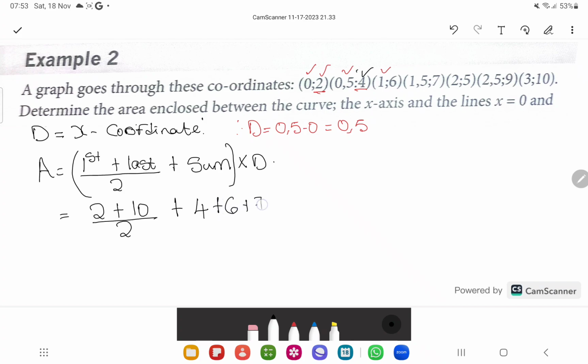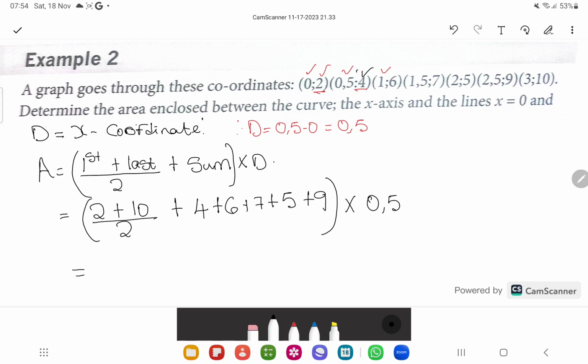Then plus 7 plus 5 plus 9. So remember, we do not repeat 10 and 2 unless they are repeating, but those are the first and the last, so we don't repeat them. Then multiply by 0.5.